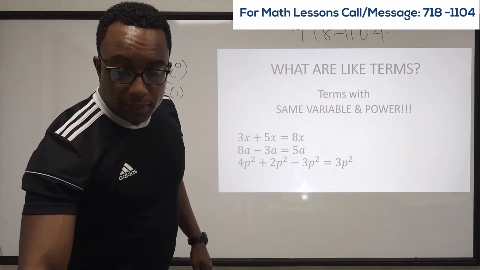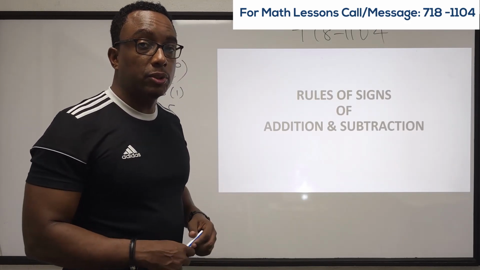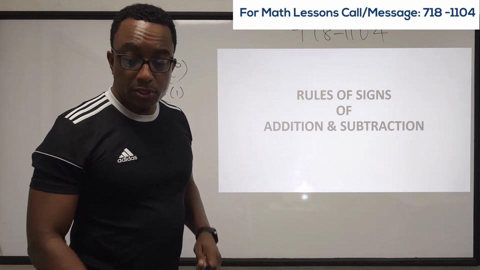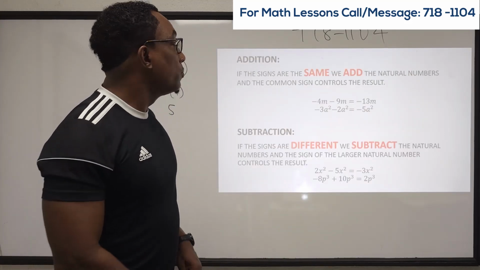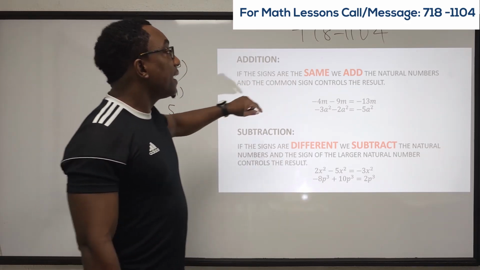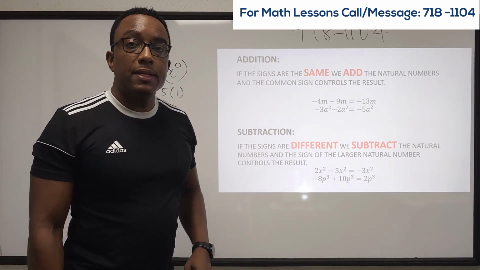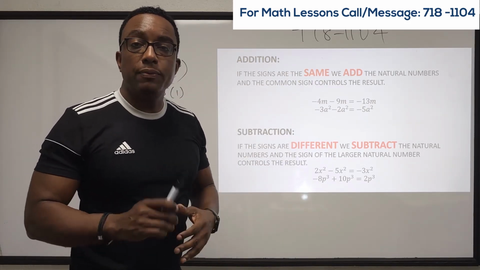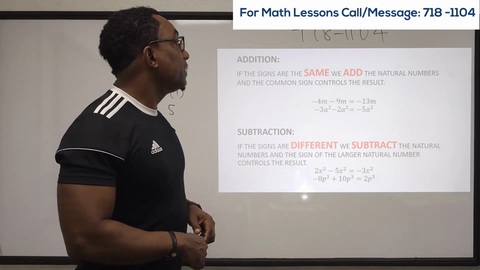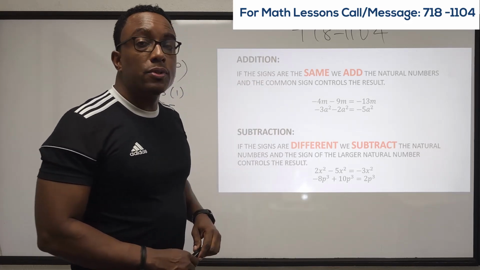Now, we also need to understand some more important rules when it comes to addition and subtraction of terms. And we're looking at rules of signs of addition and subtraction. And what are these rules of signs? So for addition, we know if the signs are the same, we add the natural numbers. So natural numbers are counting numbers 1, 2, 3, 4, 5, straight to infinity. Those are natural numbers. So we add the natural numbers, and the common sign controls the result.